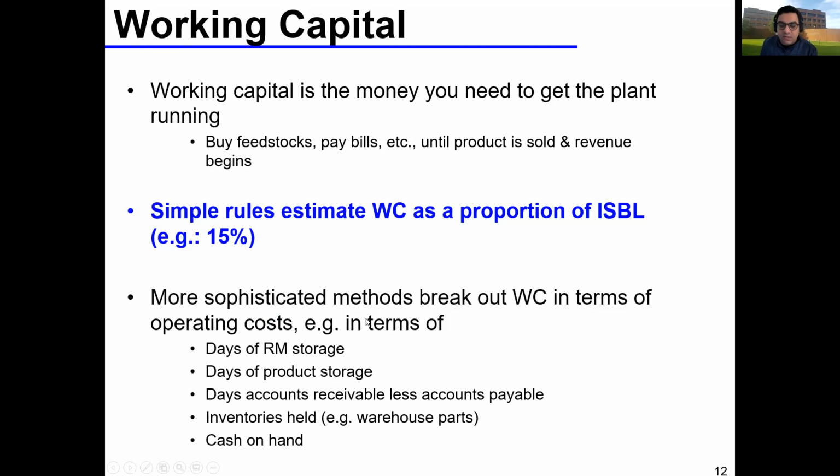If you become a cost engineer, if you become a project engineer who focuses on these costs, you can always look at extreme details. And usually in plants, we have all of these details: cash on hand, inventories held, how much product is stored, all of this stuff will help us get a better idea.